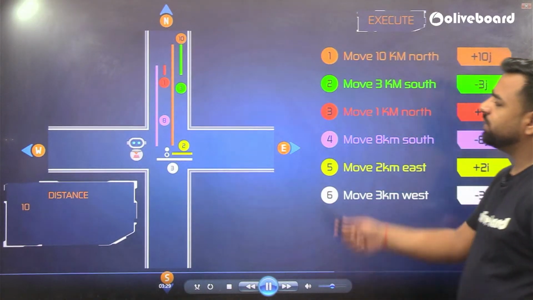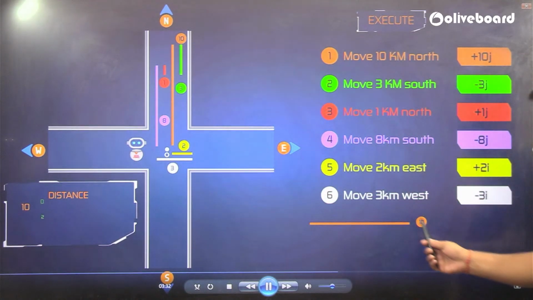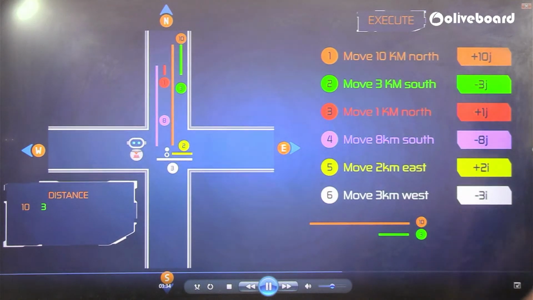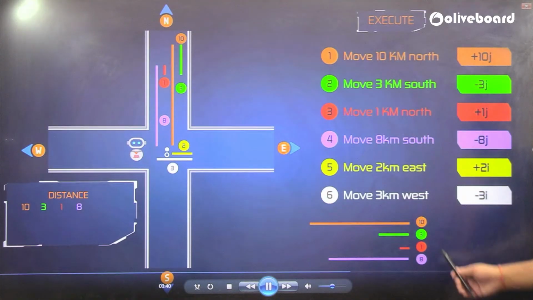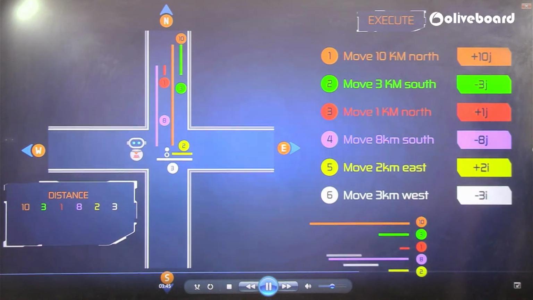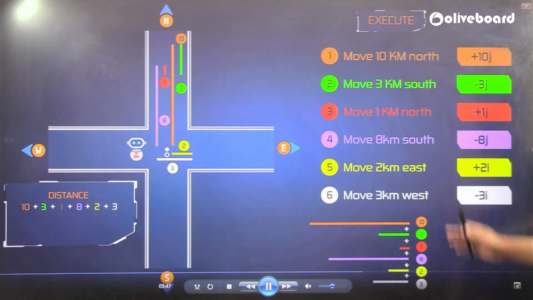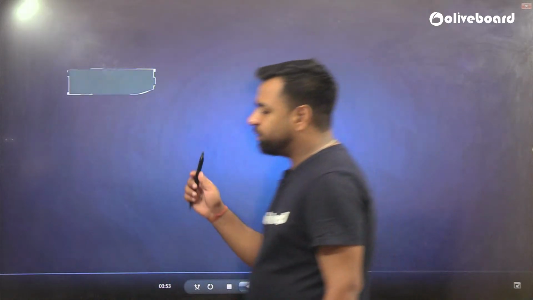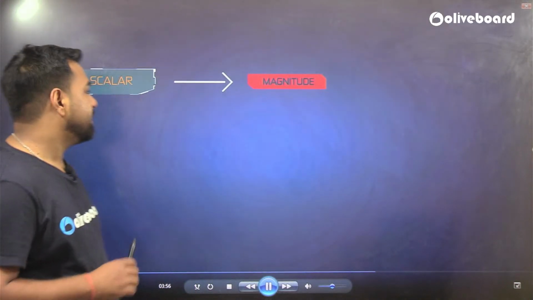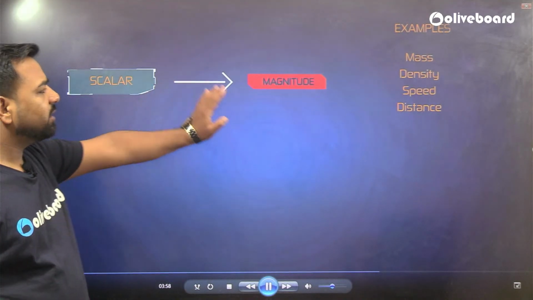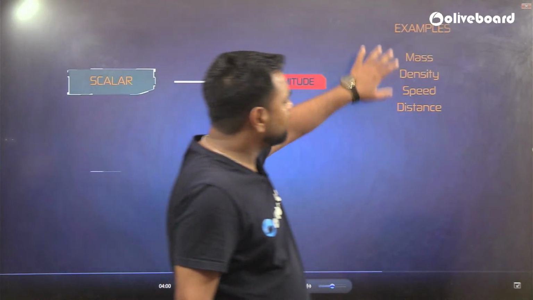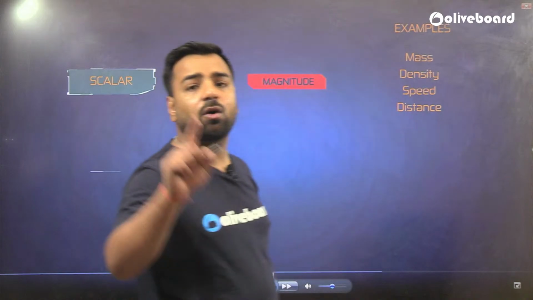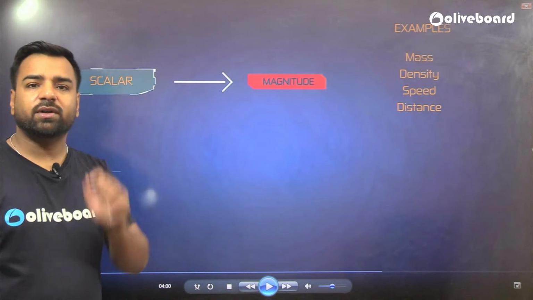For the distance, you need to add all these components one by one. So first 10, then 3, no direction, then 1, then 8, can you see, and then 2, then 3, and after adding all of them you will get the distance of 27 kilometers here. So for the distance and for the displacement, it gives us clarity that for the distance we were only and only using the magnitude. So distance, speed, density, mass, they all are the examples of scalar quantities.